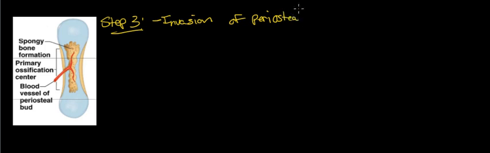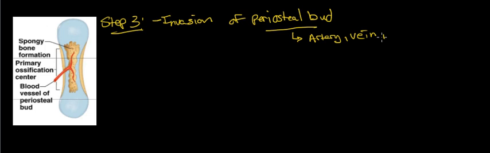Step three is the invasion of the periosteal bud. And this periosteal bud is made up of an artery to carry nutrients, a vein for return, cells for the creation of bone marrow, and osteogenic stem cells, or cells that are going to become osteoblasts, as well as osteoclasts.